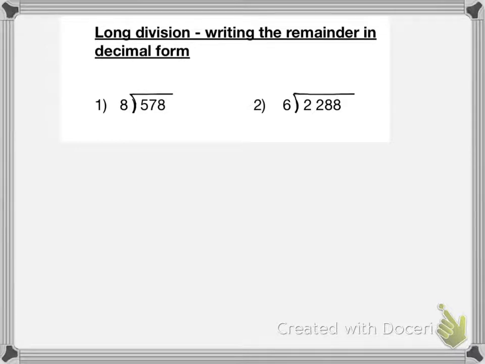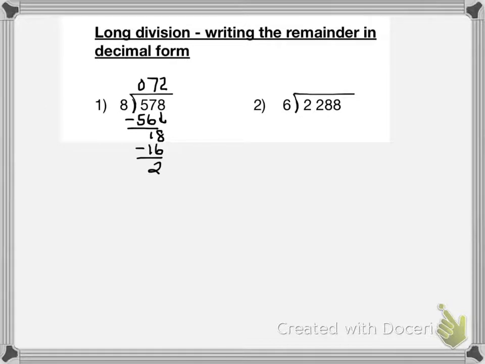So I can't make a group of 8 out of the 5. I'm going to put a placeholder just above it. 0. 8 goes into 57 7 times. 7 times 8 is 56. And we have a difference of 1. I'm going to bring the 8 down. 8 goes into 18 twice. That's 16. We have a difference of 2.